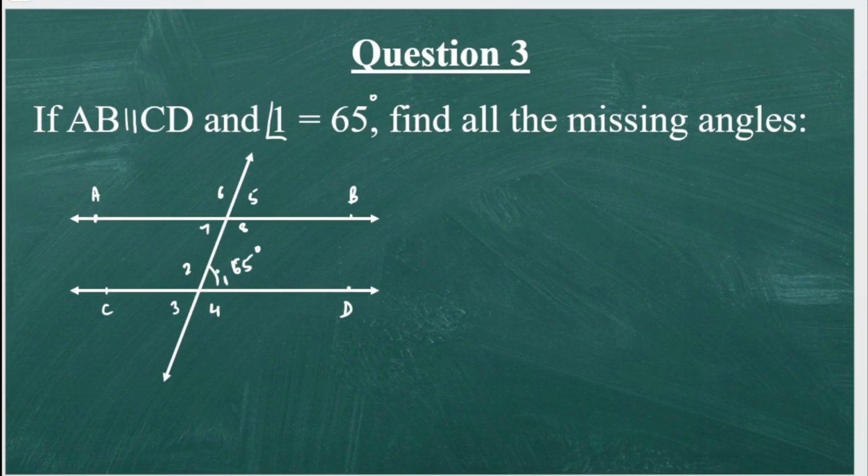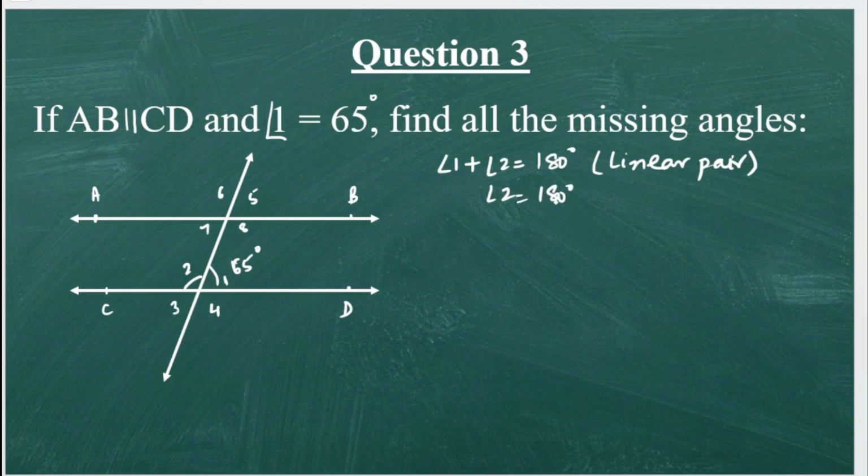When one angle is given, if you find the next one, suppose either 2 or 4, then all the other angles will be automatically calculated. Let's find angle 2. We know that angle 1 and angle 2 are forming a linear pair, so their sum will be equal to 180 degrees. So from this relation, angle 2 will be 180 degrees minus angle 1. And what is angle 1? That's 65 degrees. So angle 2 comes out to be 115 degrees.